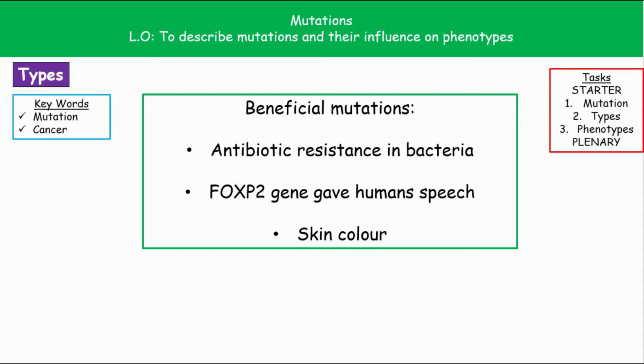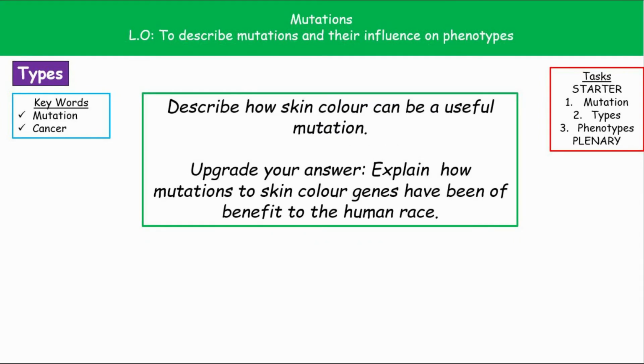So we had this mutation within the genes that control skin colour that led to the lighter skin tones, and that means that when we're living in countries like England, where for some years it's pretty much cloudy and rainy almost all the time, we can still absorb enough of the sun's rays to make enough vitamin D to stop us getting conditions like rickets, for example. So mutations in skin colour are beneficial as well because they've allowed us to live successfully in a range of different countries around the world. Have a go at answering the question on the screen in your books then.